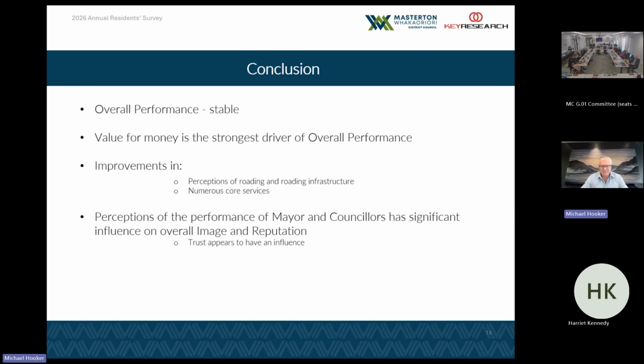roading infrastructure. And we wanted to make this point here that perceptions of the performance of mayor and councillors has a significant influence on overall image and reputation. It's really important to be cognizant of that. And in this particular instance, or this point in time, it appears as though trust is having a significant influence on residents' perceptions of image and reputation.